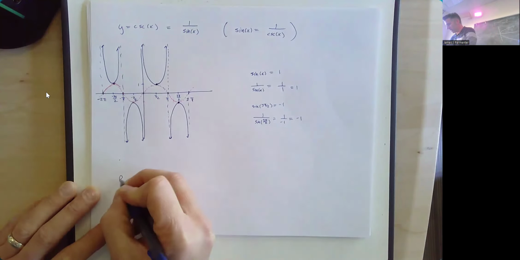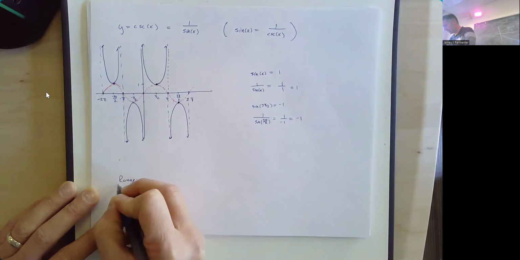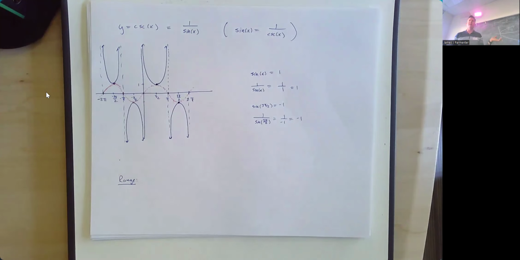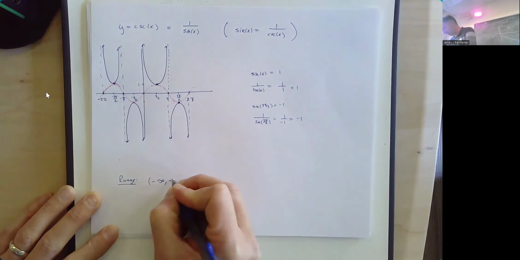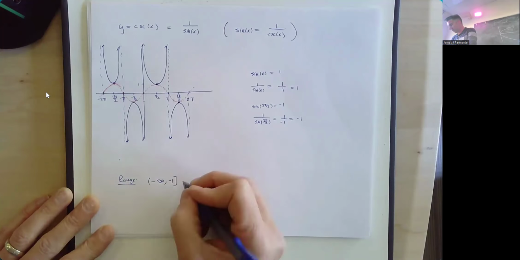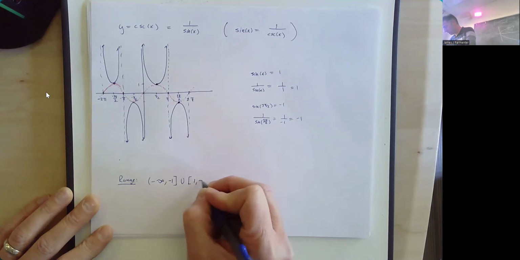The range here is kind of funky. The range here is almost, with one exception, everything that the sine function doesn't get. So the sine function range is everything from -1 to 1, and the cosecant function range is everything else, but also including the -1 and 1. So the range here is -infinity to -1, bracket. We're missing everything between -1 and 1, and then everything from bracket 1 to infinity.